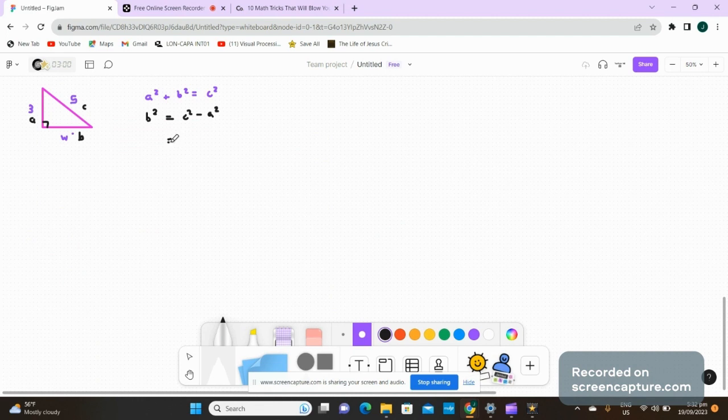So we'll just do that real quick. We have c is 5 squared minus 3 squared. We know 5 squared is 25, and we know 3 squared is 9. So we've got 25 minus 9. We're going to get 16 is equal to b squared. And then if b squared equals 16, then we know b equals the square root of 16, which is actually just equal to 4.